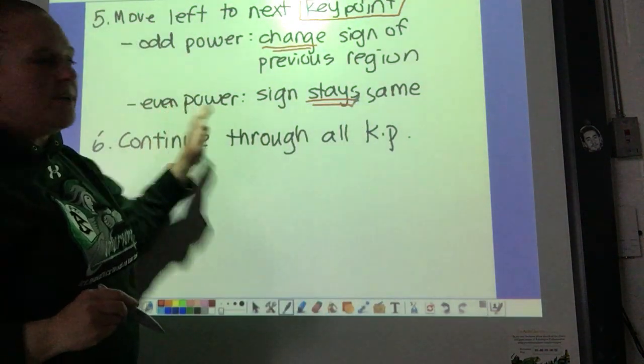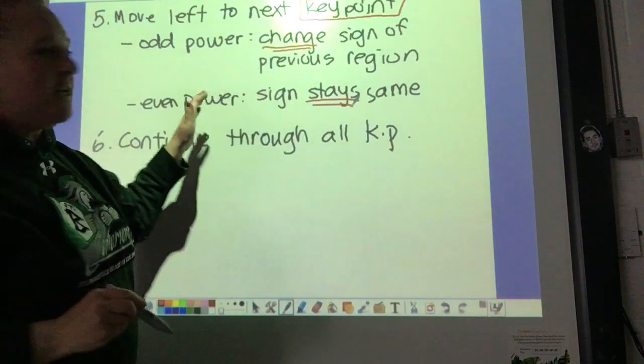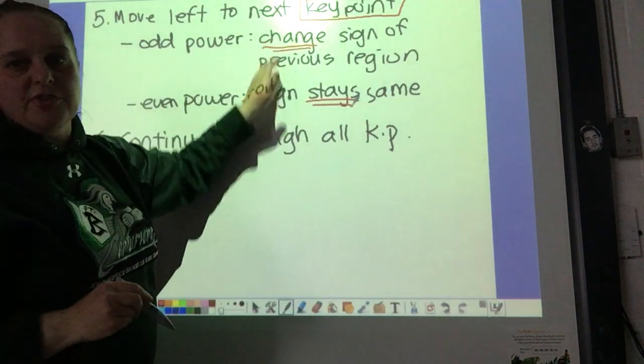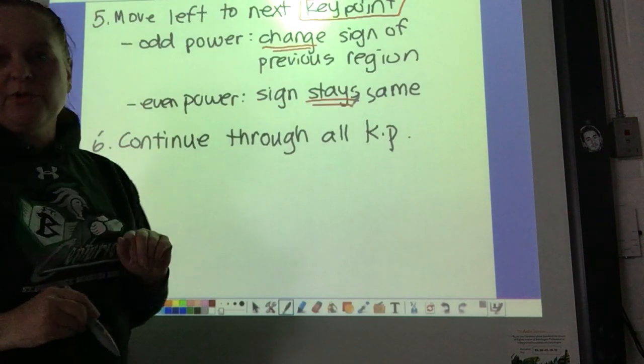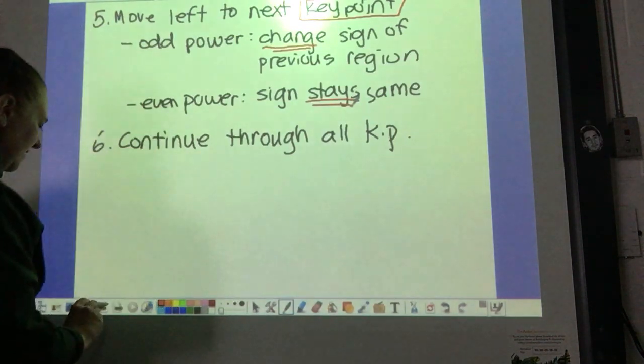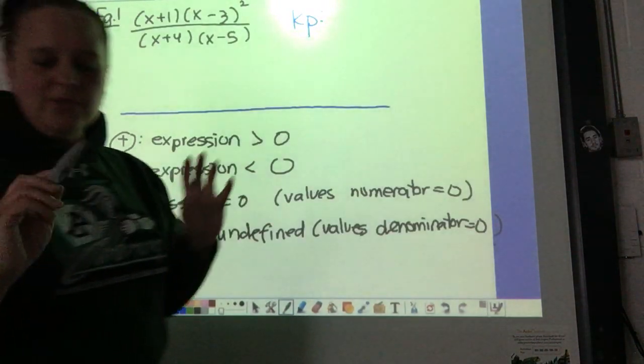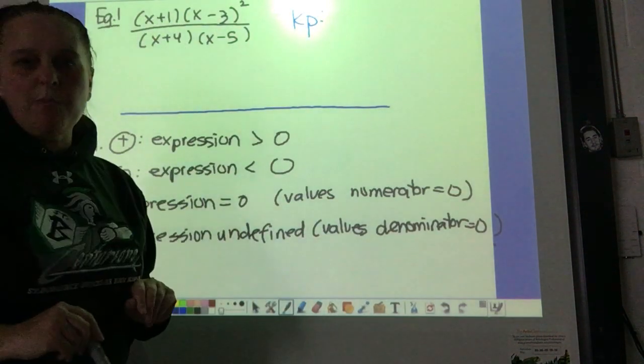So you only have to test one number, then you just go from right to left, looking to see odd or even, does it change or stay the same? And then you continue through all the key points. So it's not as bad as it may sound. Like I said, it's new language, new terminology, but once you do a couple, really easy.